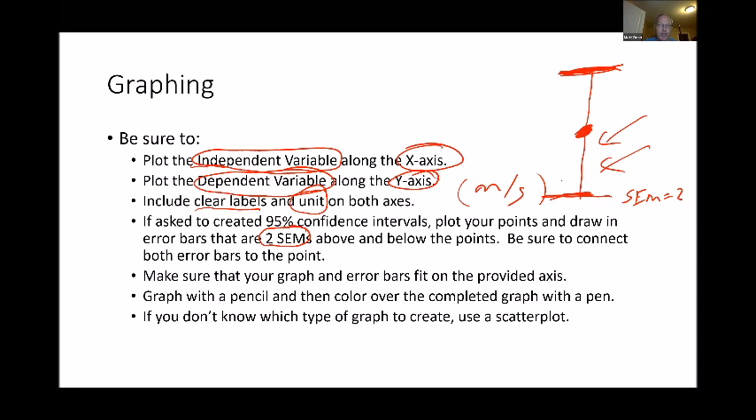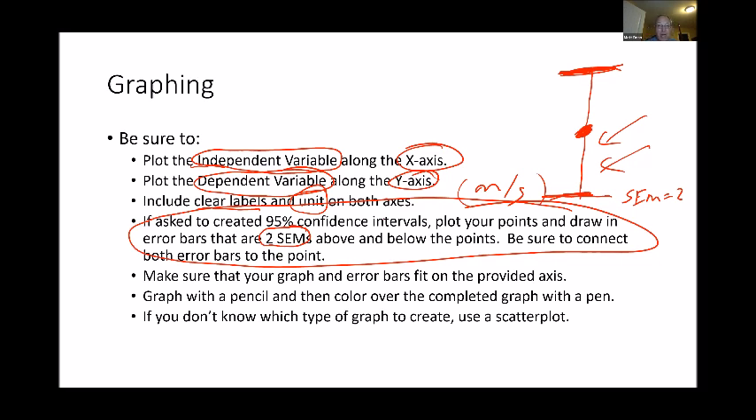So make sure you can do error bars. They're on every exam. You can do those on bar graphs. You can do them on line graphs. You can do them on scatter plots. Essentially, any kind of graph you're going to draw in this class, you can put error bars and create 95% confidence intervals on those.